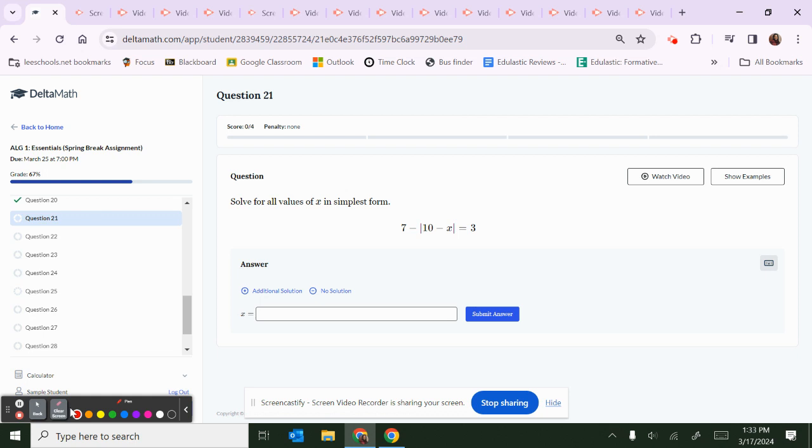Alrighty, guys, here's some support on question number 21. Question number 21 says that we need to solve for all values of x in the simplest form.